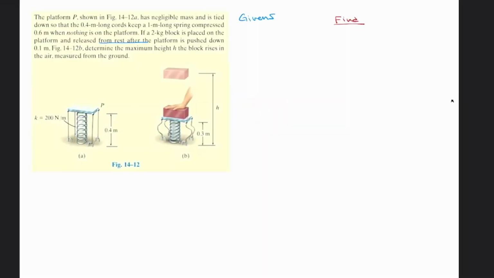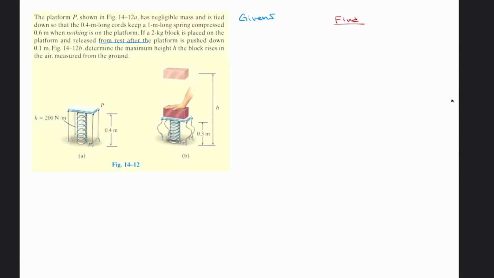Okay, so this is another problem where we're talking about the principle of work and energy. So in this problem, we have a platform that's being pushed down with the block as you see there. So the platform has a negligible mass and is tied down so that the 0.4 meter long cords keep a 1 meter long spring compressed 0.6 meters when nothing is on the platform.